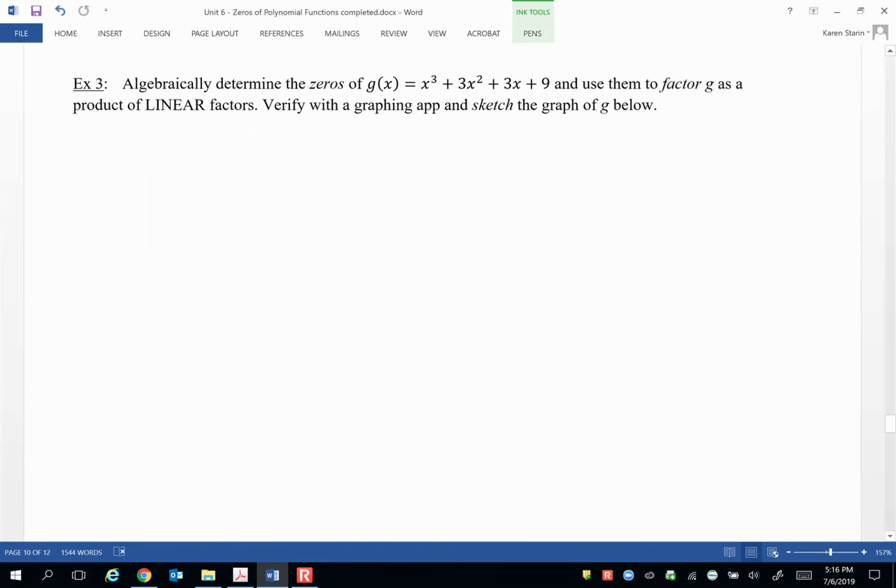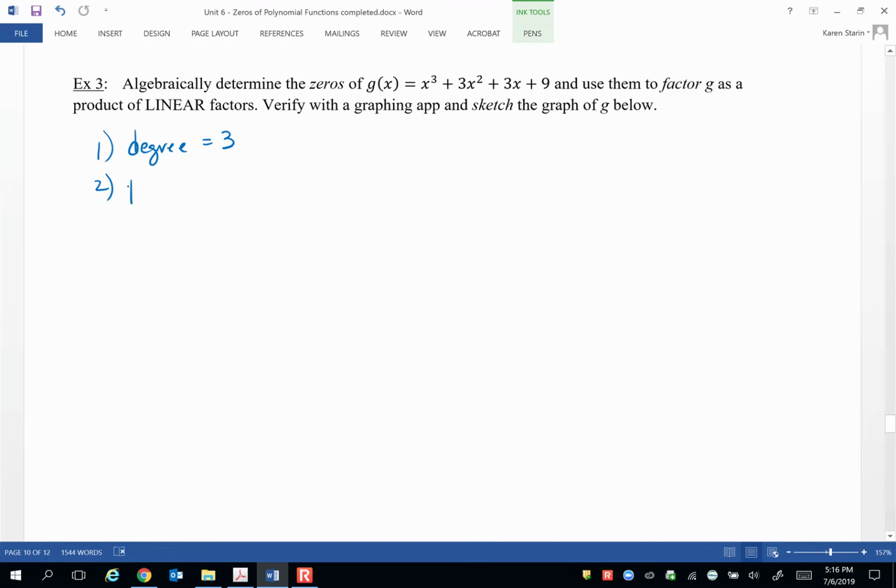Example 3. Determine the zeros of g of x and use them to factor g as a product of linear factors. And then we'll verify with a graphing app and sketch the graph. Okay? So first of all, this is degree 3. So we have 3 total complex zeros. We need to maybe figure out if we have any rational zeros.